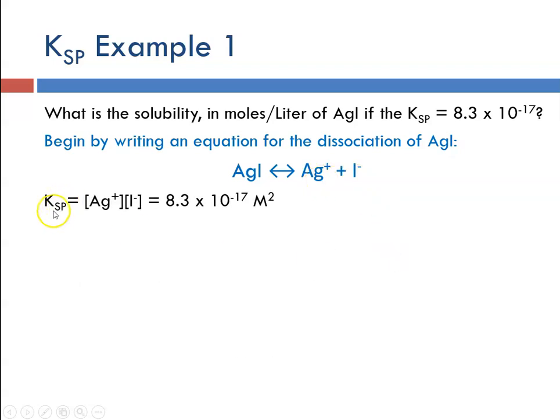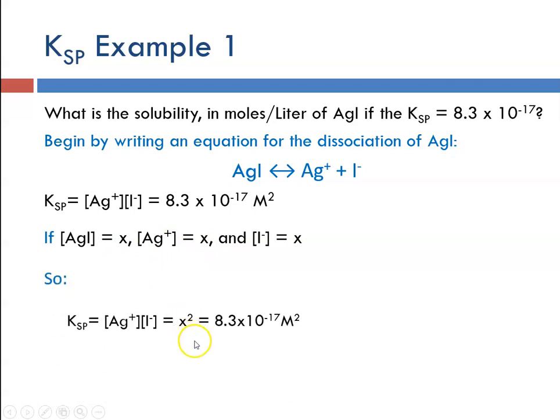Now, let's write our KSP. Our KSP would be concentration of silver ions times the concentration of iodide ions. So there they are, and our value is 8.3 times 10 to the minus 17. And again, that's going to be molarity squared, because it's molarity times molarity. So now, if we think about this, if the concentration of the silver iodide was X, then our concentration of silver ions would be the same, X, and the concentration of our iodide ions would also be X, because it's just a one-to-one ratio. So, we're going to do some algebra here.